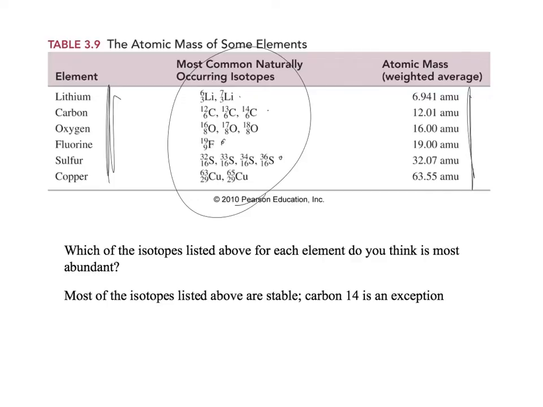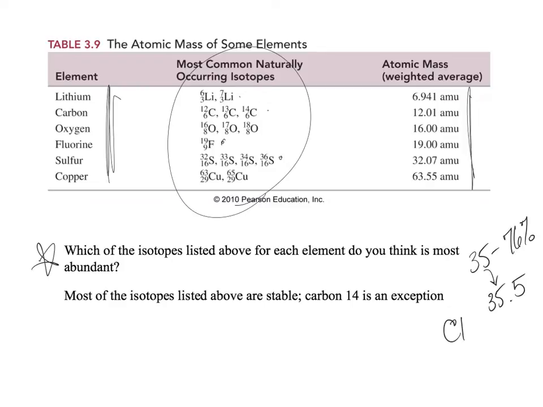Now, what you can do, however, and this question says, which of the isotopes listed above for each element do you think is the most abundant? So let's go back for a minute. Think about chlorine 35 and 37. The average for chlorine was about 35.5. Do you remember which of the two, chlorine 35 or chlorine 37, had the larger percent abundance? That's right, it was chlorine 35, with an abundance of about 76%.